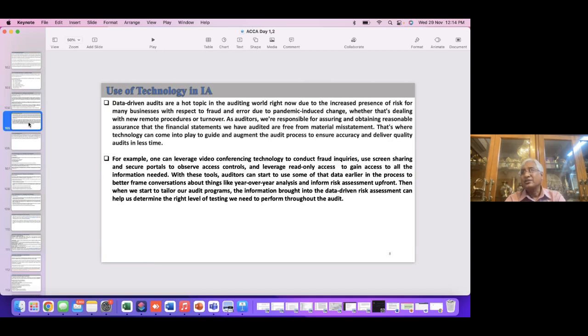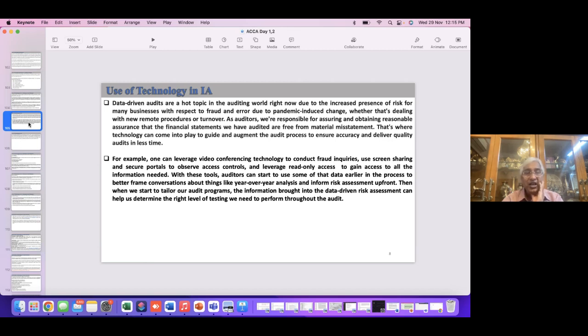So for example, one can leverage video conferencing technology to conduct fraud inquiries. It is now not necessary to go and meet the persons against whom the allegations of perpetrating a fraud are there, but you can have video conferencing for inquiring, and use screen sharing, and now we are delivering this class on a screen sharing basis. Secure tools to observe access controls, leverage read-only access to gain access to all the information needed. With these tools, auditors can start to use some of that earlier in the process to better frame conversations about things like year over year analysis, and inform risk assessment upfront.